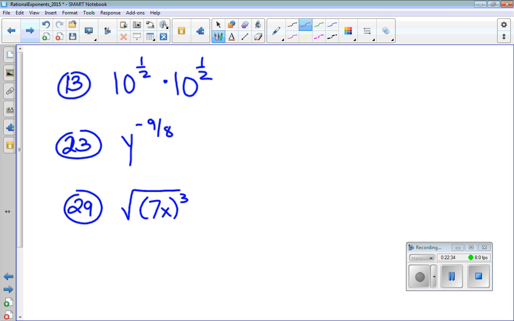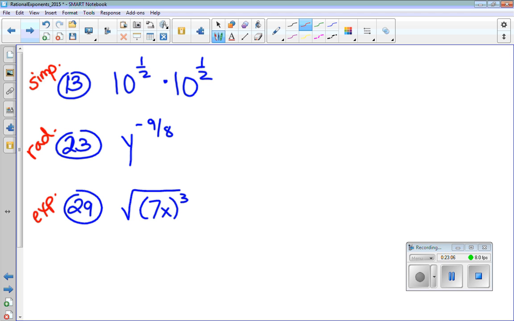So the directions for this just says simplify. The directions for this say put in radical form. And then the last one says put in exponential form. Okay? So I'm just trying to give you one of each type so that when you go home, you're not stuck. Okay? All right. If I look at 13, and it says simplify. Again, these are the odd problems. You're going to do the evens for homework.